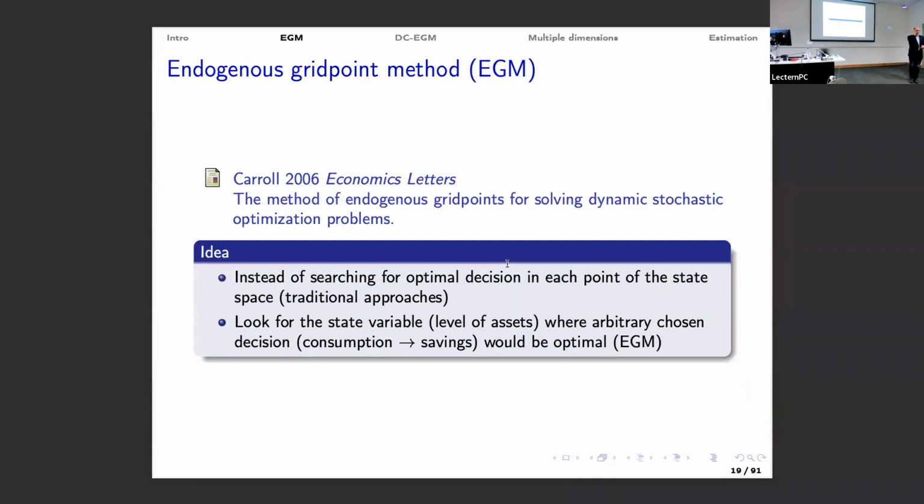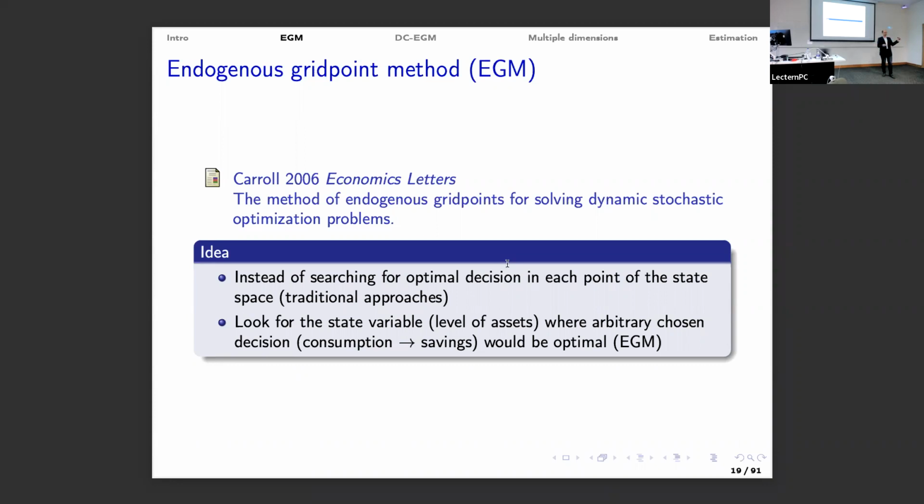And so, the paper which brought it into economic light is this Carroll 2006 Economics Letters, a very short paper. The idea of EGM is that instead of searching for the optimal decision in each point of the state space, which is our traditional approach, let's try to look for the value of the state variable where some arbitrarily chosen level of consumption turns out to be optimal. So we're turning the problem inside out.